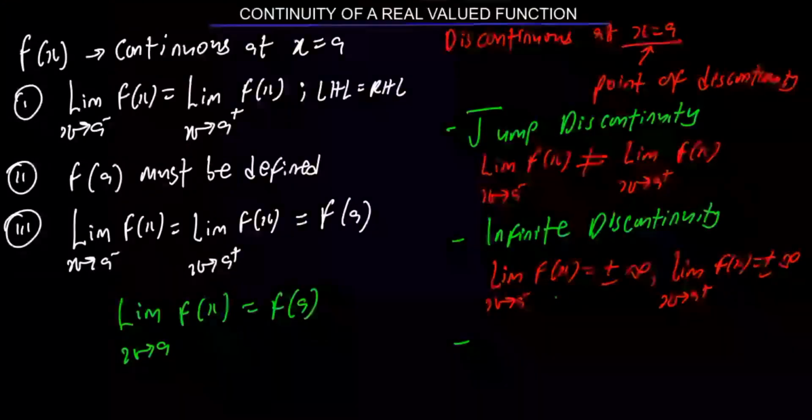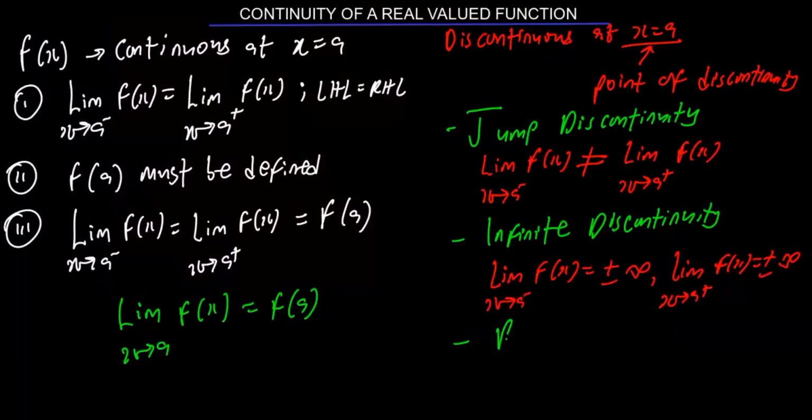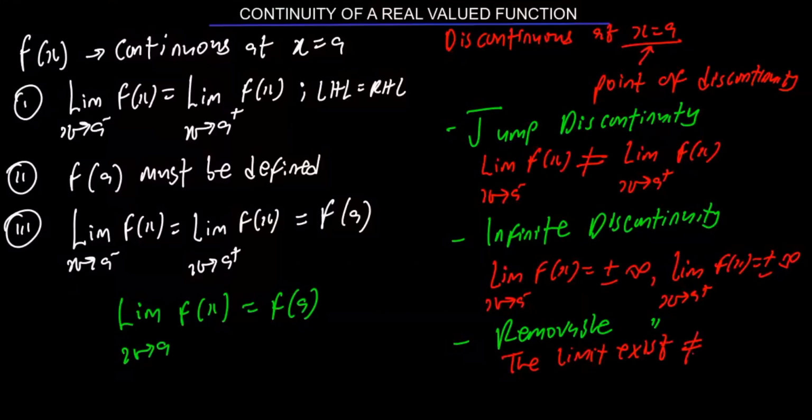And the last one is what we call the removable discontinuity. And what is the removable discontinuity? This is what we have. The limit exists, but it is not equal to f of a.